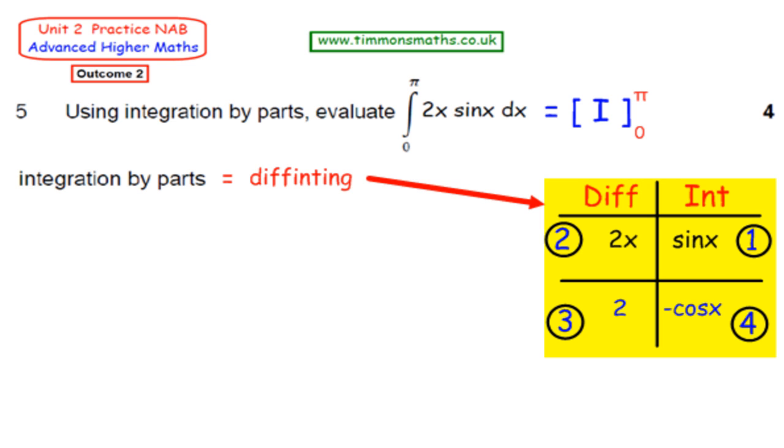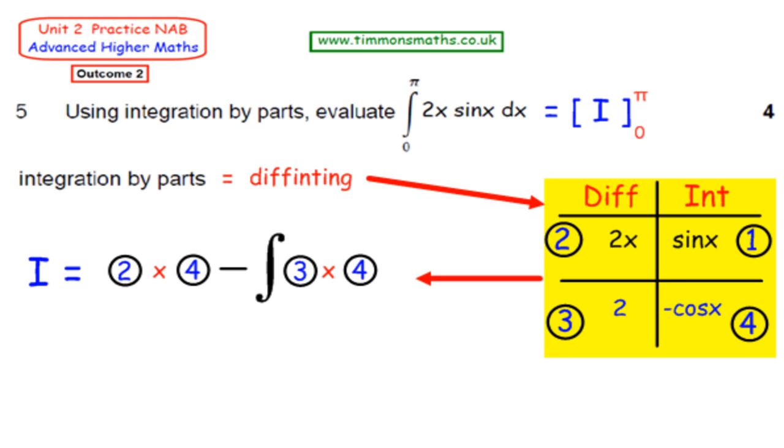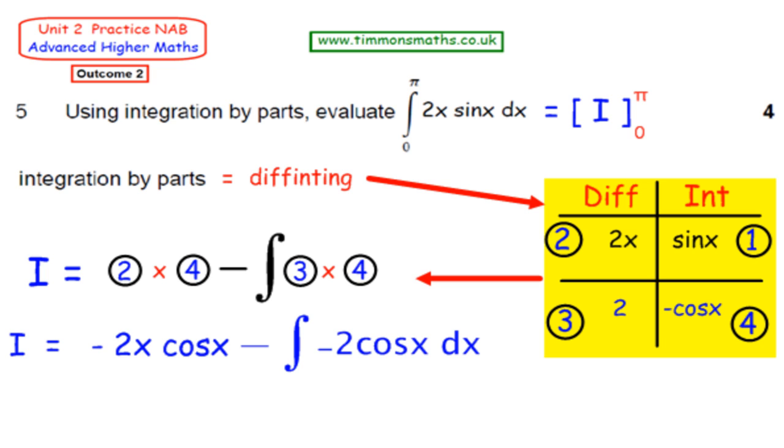And then the integration by parts formula, using this definting table, to work out I, we work out 2 times 4 minus the integral of 3 times 4. 2 times 4 is 2x times minus cos x, which is minus 2x cos x, minus the integral of 3 times 4, which is 2 times minus cos x, or minus 2 cos x. Because we've got a minus outside the integration and a minus inside, we can just make this a plus.